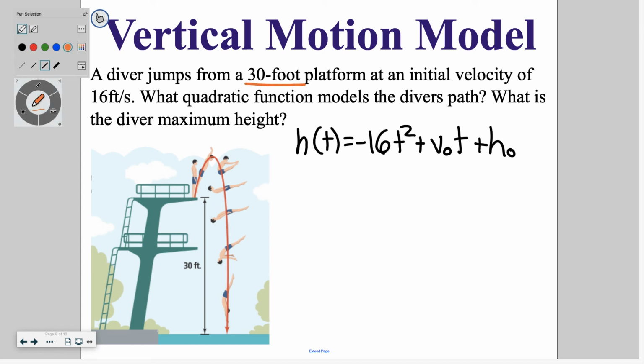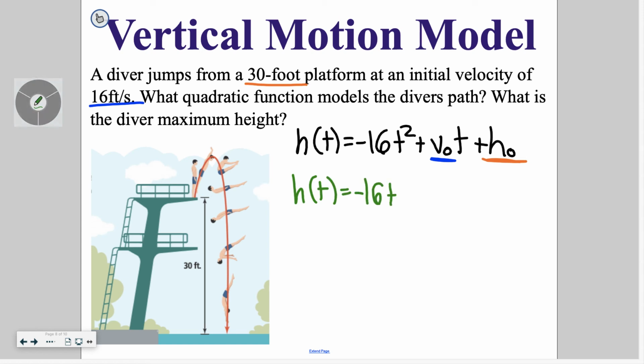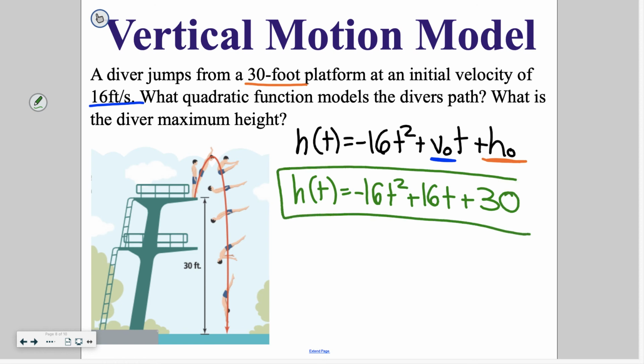So we know they're jumping from a 30-foot platform. That's your initial height. And we know that they're moving at a speed of 16 feet per second. That's your initial velocity. So writing the equation becomes h of t is equal to negative 16 t squared plus the velocity of 16 feet times t plus the initial height of 30 feet. So that is my equation.